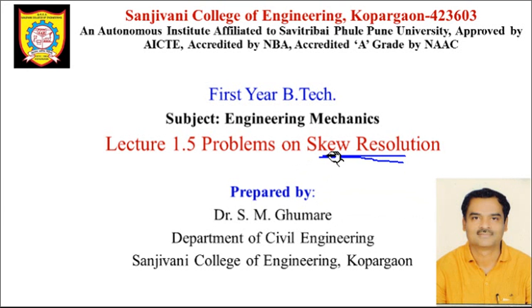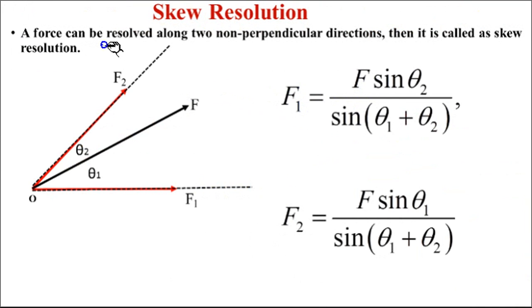In the previous lecture, we saw resolution at rectangular coordinates, or we can say at right angles. But sometimes there are situations where forces are not directly resolved at right angles. A force can be resolved along two non-perpendicular directions. Then it is called skew resolution.